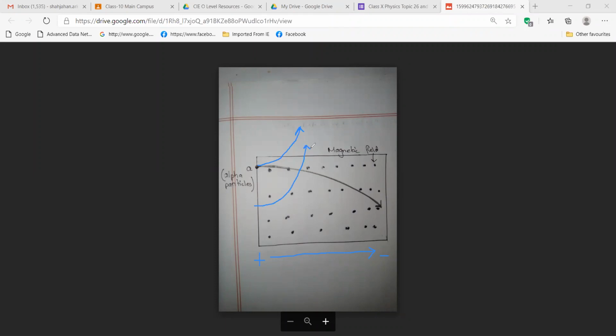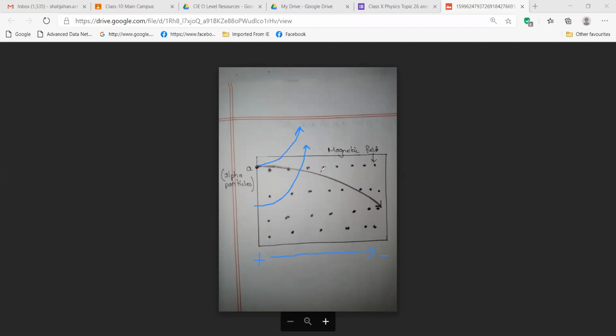Is it clear? Yes, sir, it's clear. Your drawing was really nice. Only the problem is with the direction. Otherwise, it is awesome. Your drawing was really nice, and the shape of the curve line was also nice.